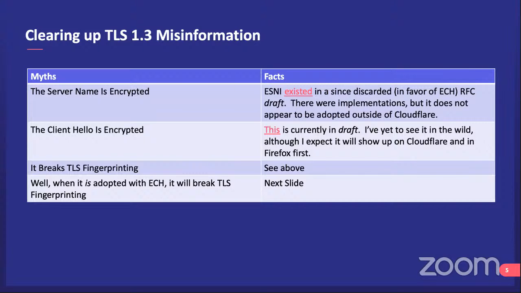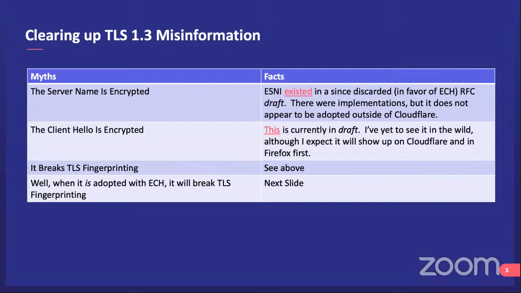Client hello is encrypted. So that's another myth. I will literally read blog posts that say, well, we can't use TLS fingerprinting because the client hello is now encrypted, which is just not true. Again, this ECH, as they call it, used to be called ECHO. This is currently in draft, and I've yet to see it in the wild. I'm constantly looking for it in the wild because I want to know what it actually looks like when it's implemented. Although I do expect it to show up on Cloudflare and in Firefox first, as is tradition with these things, apparently.